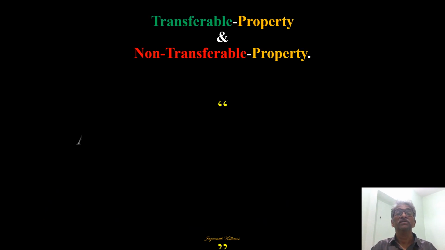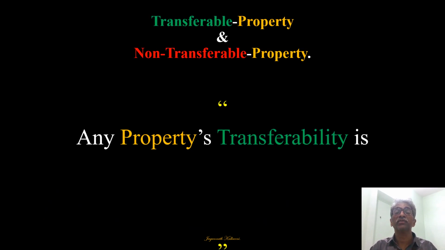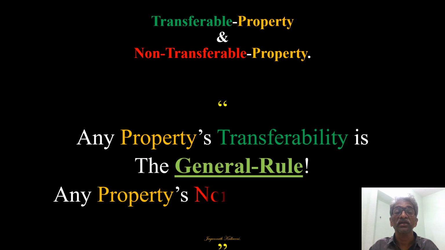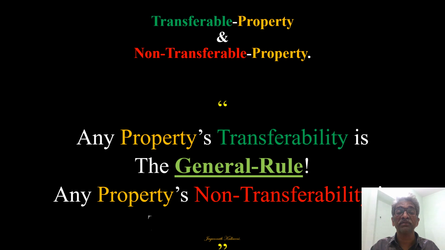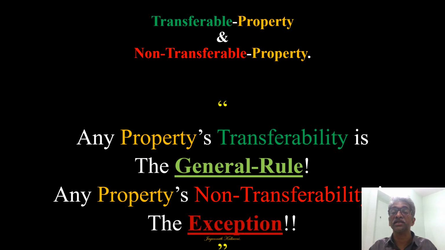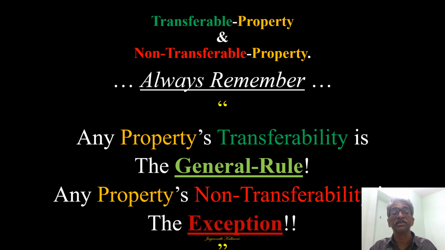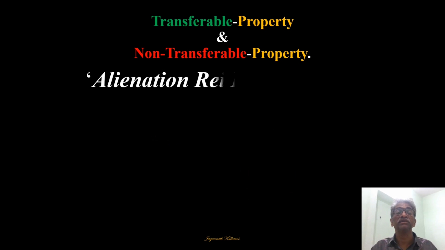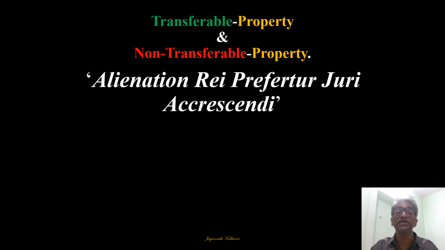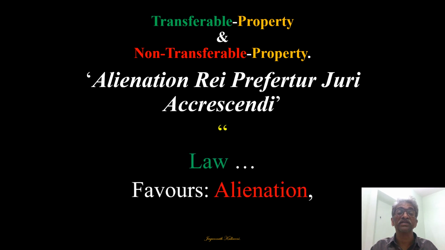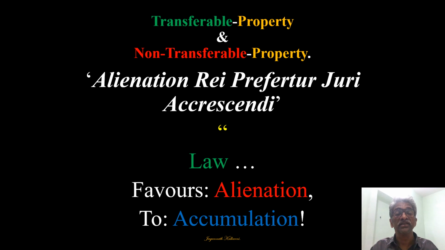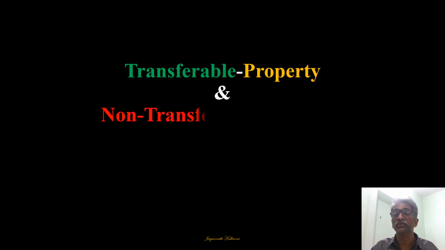Why so? Because remember, any property's transferability is the general rule. Any property's non-transferability is the exception. Always remember this. And this comes from the maxim alienatio rei praefertur juri accrescendi, which means law favors alienation over accumulation. So with this we come to the end of today's discussion.